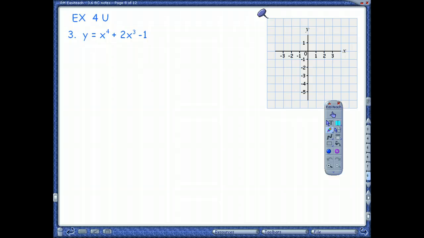Here we go. Alrighty, so we've got y equals x to the fourth plus 2x to the third minus 1. Now we could find the y-intercept here quite easily, so the y-intercept is going to be at (0, -1). The x-intercept, because this doesn't factor, we're going to use calculus to help us find those relative extrema, where we're increasing, decreasing, so that we can come up with a nice pretty graph of this.